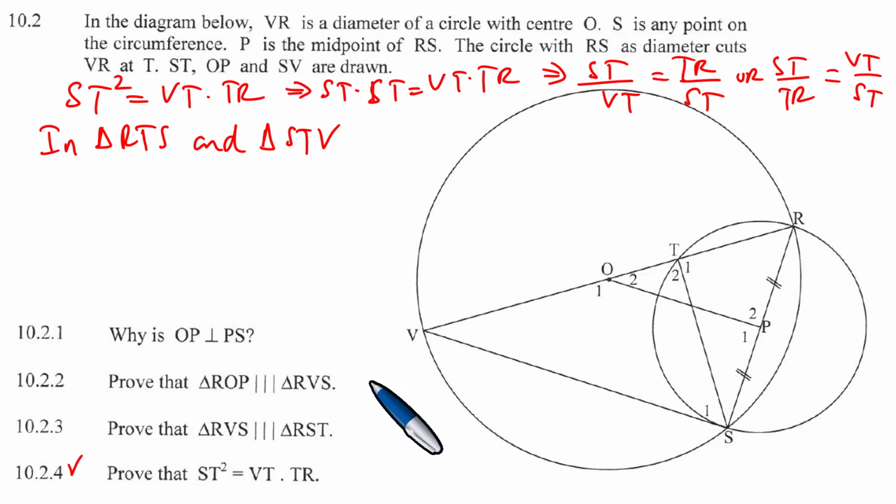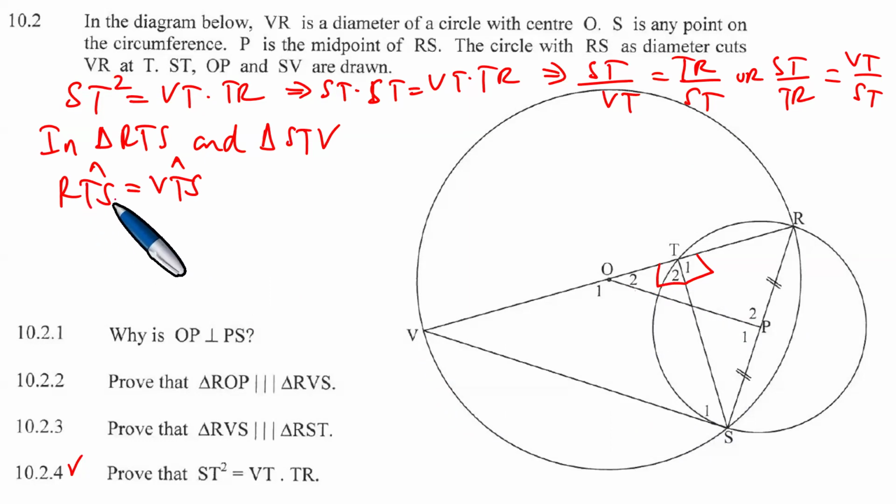Good. We continue. In these two triangles that we've just got, we know that the angle RTS is equal to VTS. The angle RTS is 90 degrees because it's an angle subtended by a diameter. But also in the triangle STV, this angle is 90 degrees here. So that RTS is VTS, which is 90 degrees.